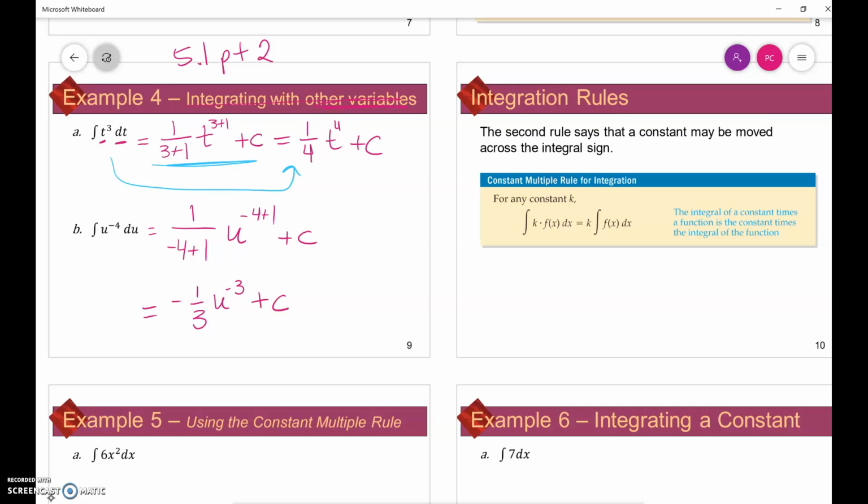All right, this is just a good form thing. Make sure that your negative floats out to the front or it's in the numerator of your fraction. We never leave a negative in the denominator. So make sure you're doing that as you're going through.